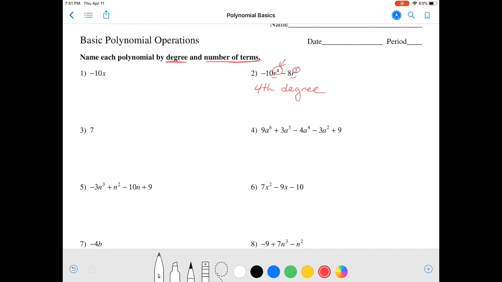Now, we count up how many terms there are. How many pieces of the polynomial are being separated by addition or subtraction. So I've got the one piece here with negative 10r to the fourth, and the other one, negative 8r squared, and we have that minus sign separating them. Because there are two terms, it is a binomial. Remember, the prefix bi means 2.